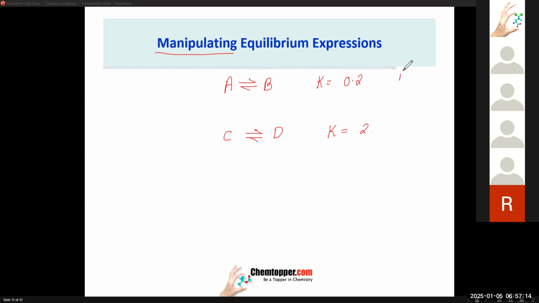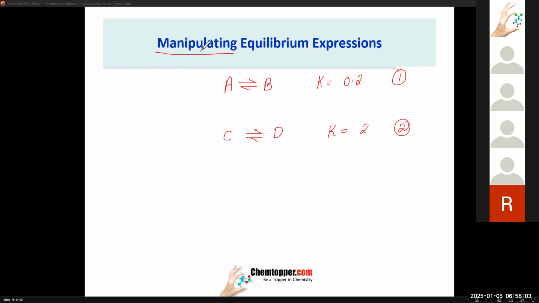I've given you two reactions, 1 and 2. In which reaction are products favored? Yeah, second reaction. Yes, Sanjeev, good. Now focus on reaction 1. In reaction 1, is A more stable or B more stable? A is more stable because A is favored here. A is favored, that's why it is more stable.